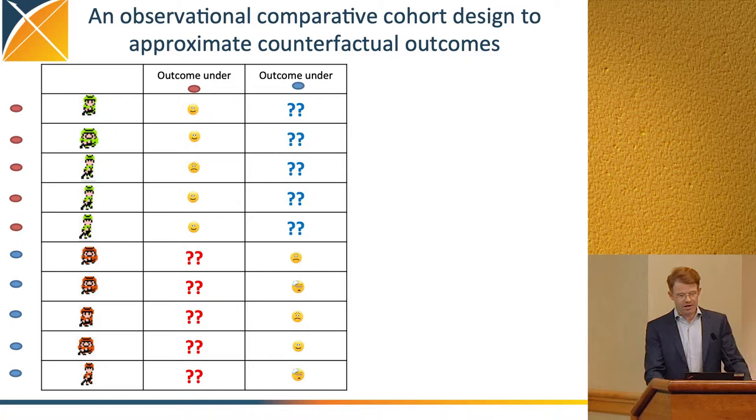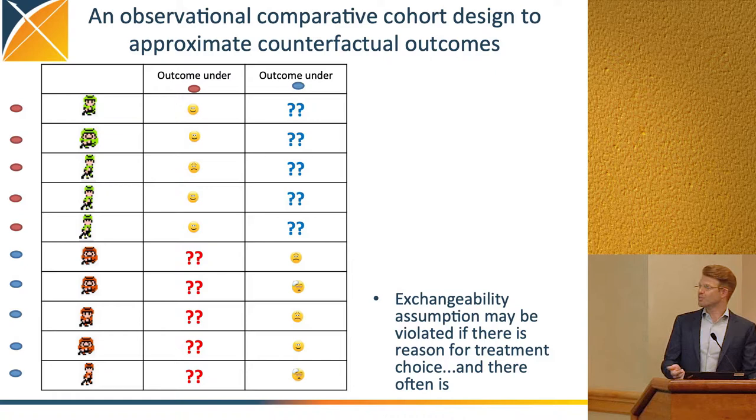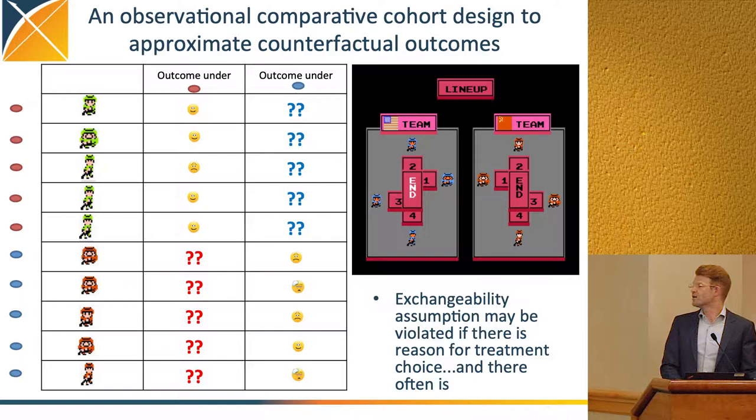So it's the exchangeability assumption that at the point of the decision, the two people would be exchangeable. If it looks like there's a reason for that choice, they're no longer exchangeable. It's not like one or the other is taking it by chance alone. In this case, it's clearly because one team is from the Soviet Union and the other's not. And it's probably more likely that one group is getting one drug for a reason other than chance alone.